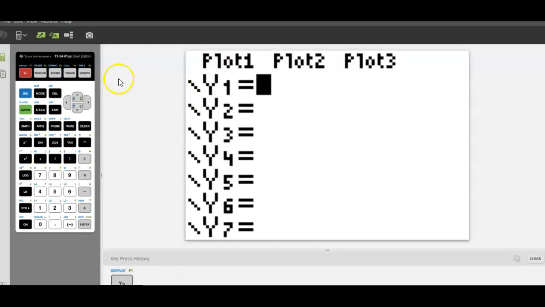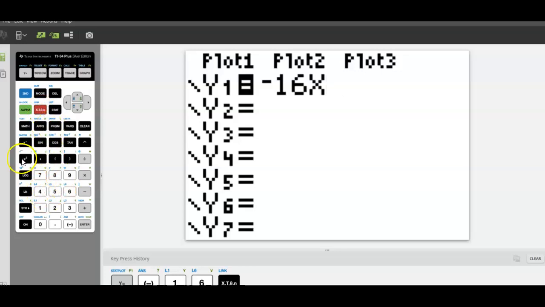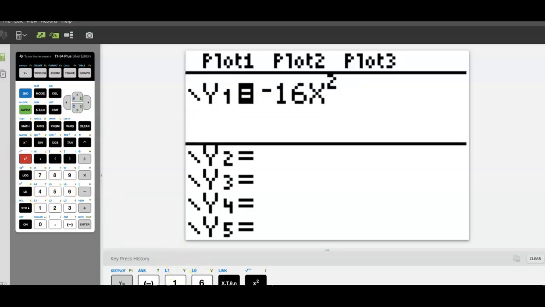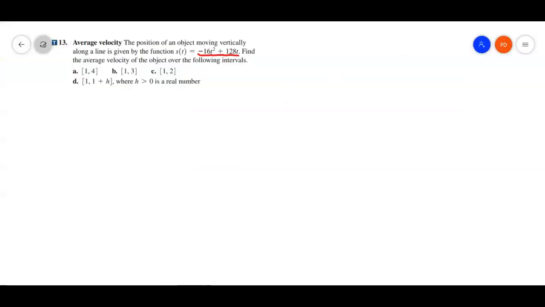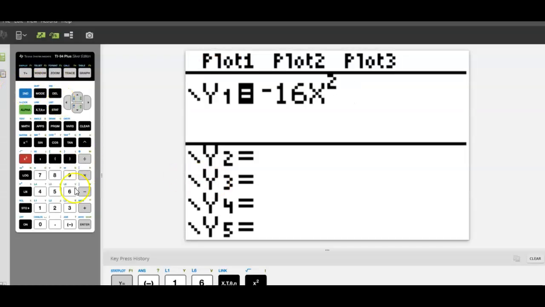So to type that, I pressed y equals, I got here, negative. When you have a leading negative, you have to use this negative sign at the bottom. You can't use the subtraction key. That's an operation. This is a sign. So negative 16t, I'll use x for now. It doesn't really matter. I'll use x in the calculator. The problem said t, x squared. And then just to make sure I'm doing this right, plus 128x in the calculator. You could change this to a t in the calculator, but it's not worth doing. It doesn't make any difference. So, okay, I have that in the calculator.